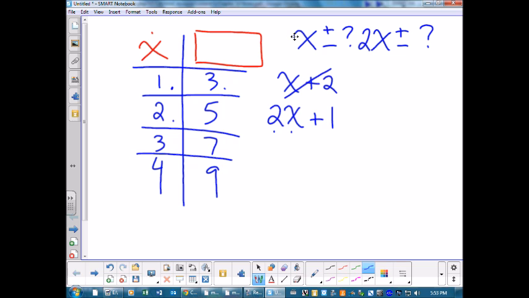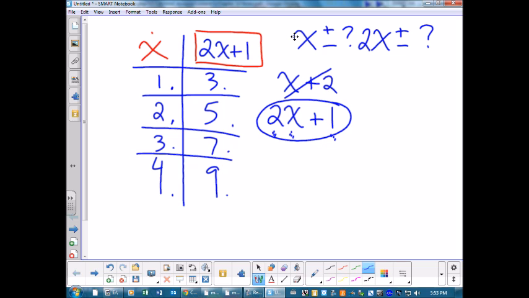So let's try that one. Let's look at this one. Now, if x is 2, 2 times 2 is 4, plus 1 is 5. It worked. Okay, so let's try it on the next one. 3. 2 times 3 is 6, plus 1 is 7. Oh, it worked again. Let's go to the next one. 4. 2 times 4 is 8, plus 1 is 9. And it worked there as well. So this is our expression, 2x plus 1.